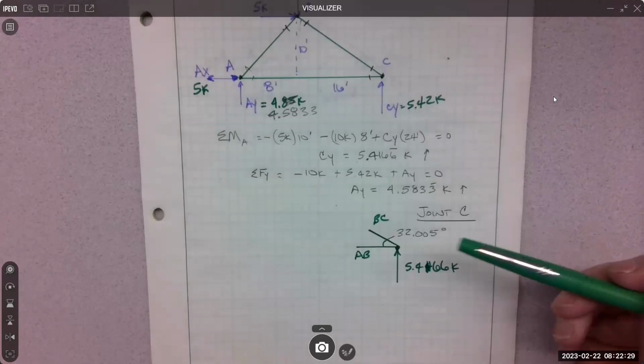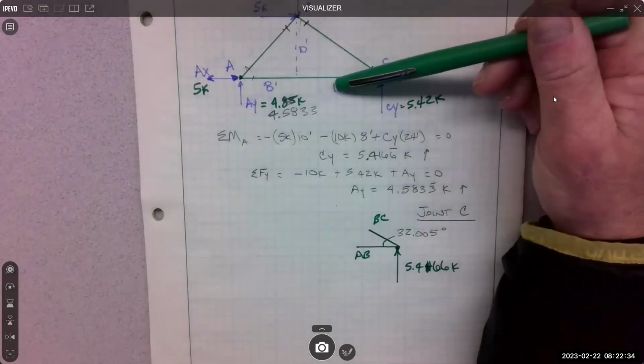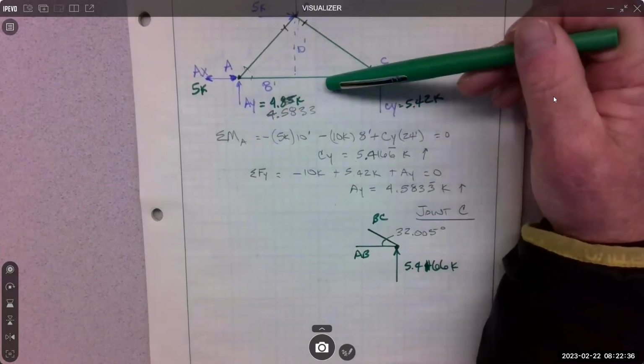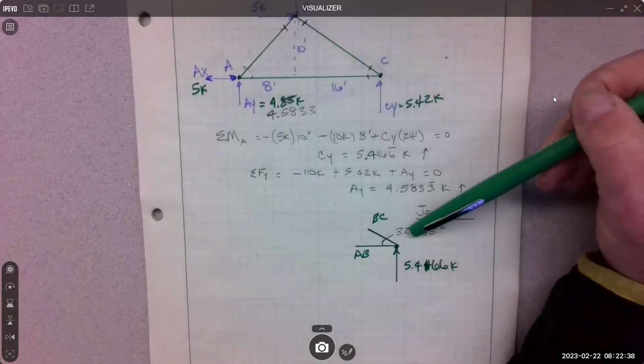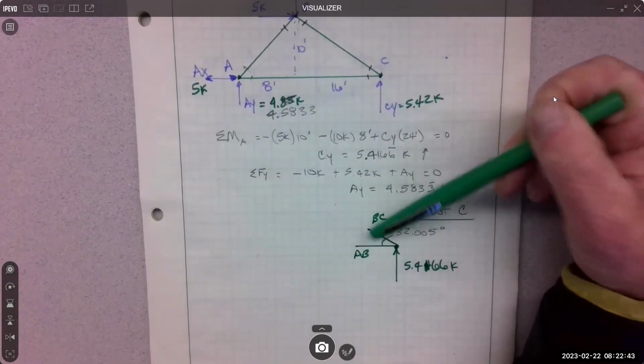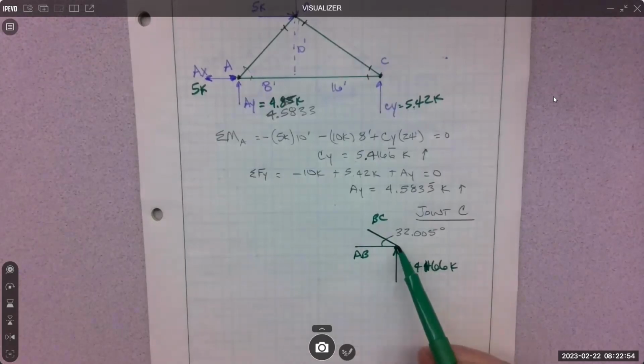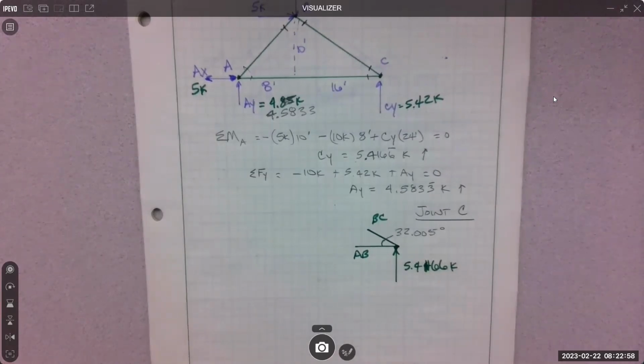All right, so I got an angle of 32. I just did the inverse tangent of 10 over 16, opposite over adjacent, to get that. All right, let's think about these directions. Which way does BC go? Does BC point into the point or does it point away from the point? This being the point. What do you think? How come?